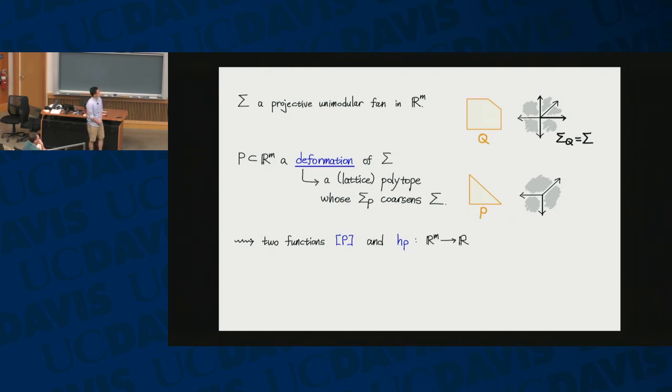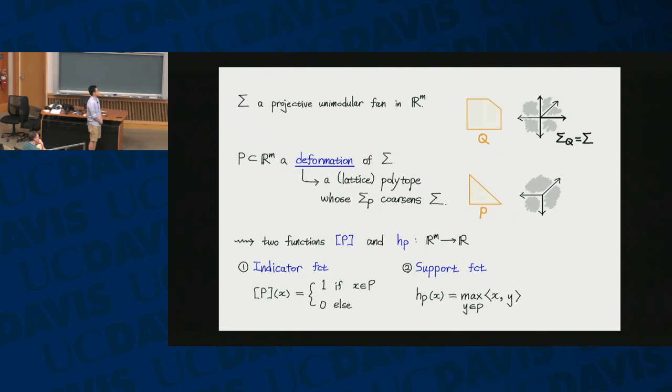Now given a deformation, there are two distinguished functions from R^m to R that you can define. Here's the first one that I'll call the indicator function. It is defined as the name says. Its value on a point x in R^m is 1 if that point x is in the polytope P, 0 otherwise. So it's the indicator function of that polytope. And the other function that you can create from a deformation is called a support function. Its value at x is the maximum among all the dot products between x and y, as y ranges over the points in my polytope P.